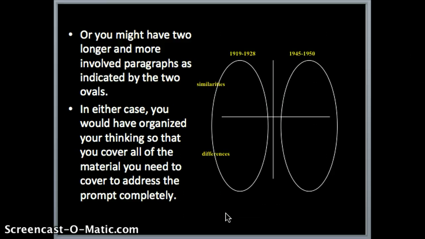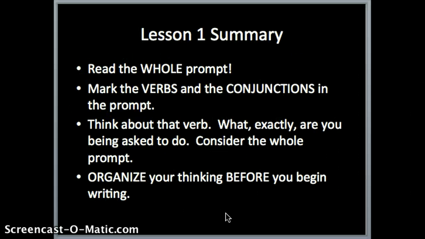Now, if this is the case, then you focus on these terms from a broader context, just focusing on the similarities and differences in one time period and in another. In either case, you would have organized your thinking so that you cover all of the material you need to cover to address the prompt completely.